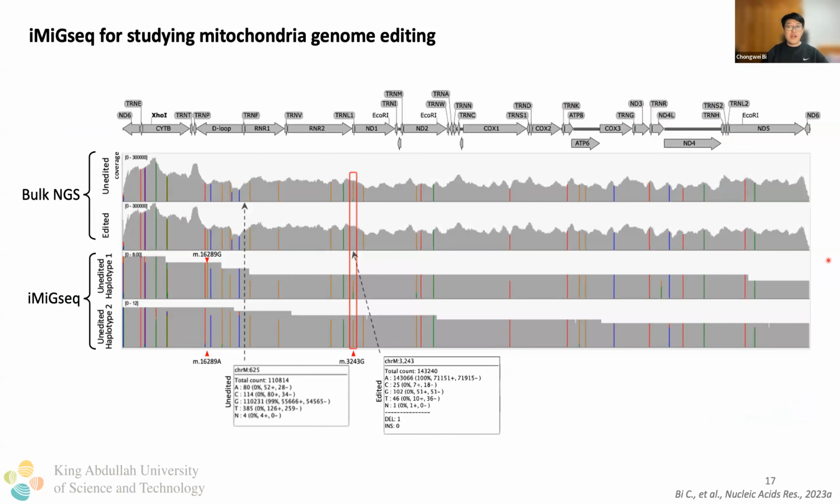IMIC-seq verified the elimination of the mutant mitochondrial DNA. As expected, bulk Illumina sequencing failed to detect rare mutations below the 1% detection limit, whereas IMIC-seq can faithfully capture those rare ones. What's more, IMIC-seq also captured an unexpected dramatic increase of an irrelevant mutation.